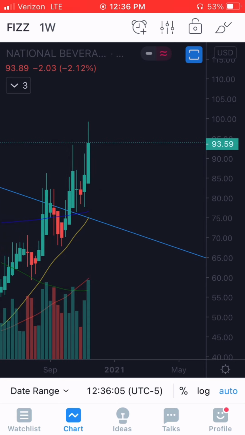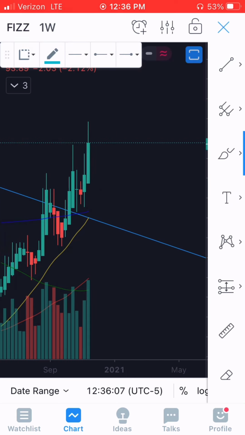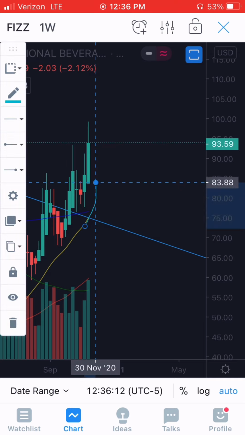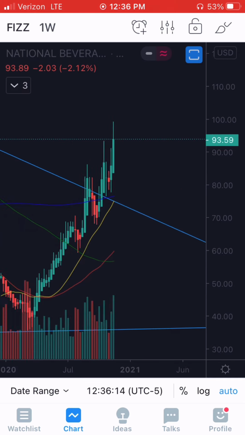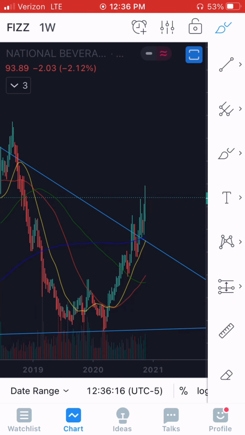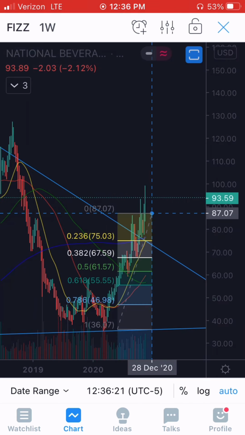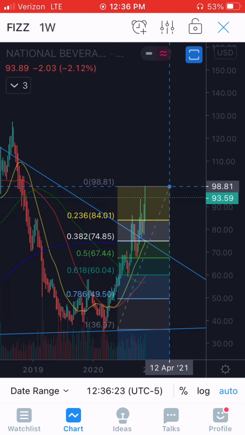So let's see. We got that golden cross on the weekly, and we're about to have another cross over this 100 moving average. Now, this is on the weekly, so it's going to take a little time to play out. So we could get some ups and downs in between. And I'm going to show you some of the price targets that we could be looking out for.